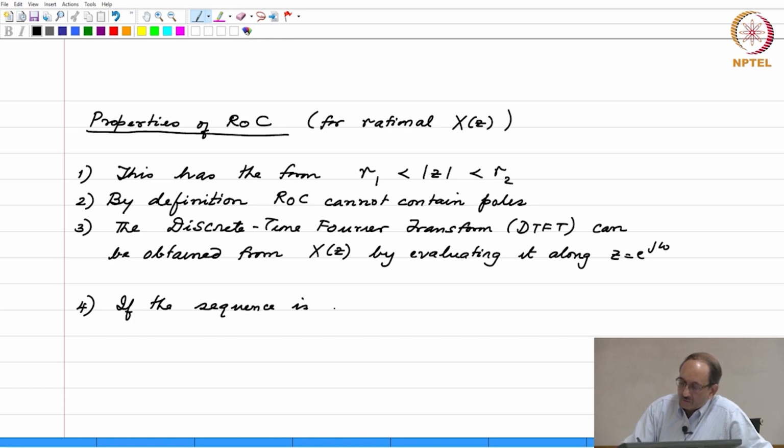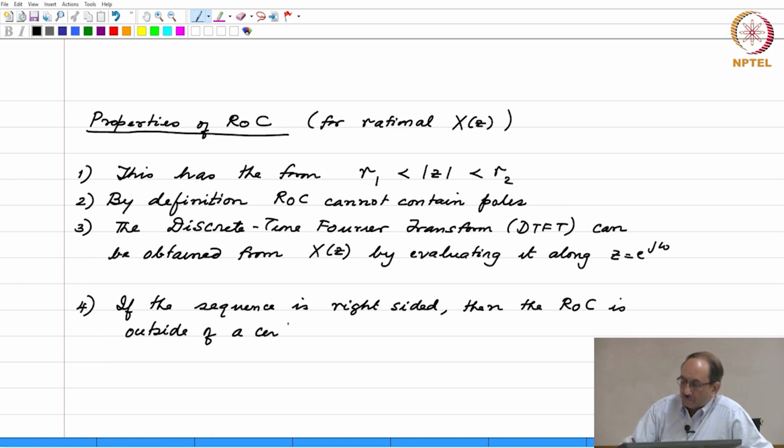And if the sequence is right sided, then the RoC is outside of a certain circle. This is the counterpart of what is happening in the Laplace case. If the function f of t is right sided, then the bilateral Laplace transform's region of convergence was to the right of a certain vertical line.